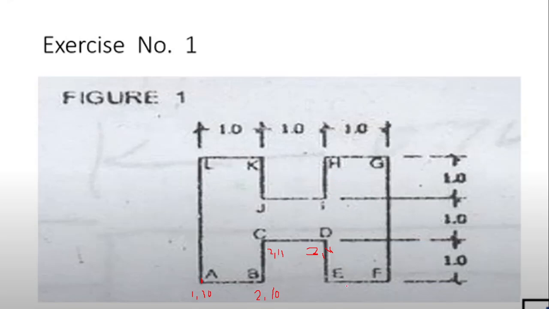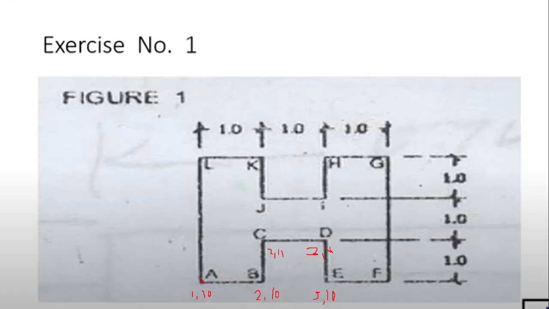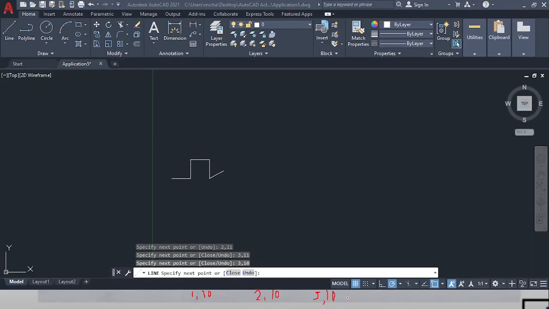The next one, we have here letter E. Based on the figure, we have here a height of 1. So let's subtract the y-axis, 11 minus 1. So we have here 3, comma 10. Let's declare 3, comma 10. And voila, we have here a line, the same from the point A, B, C, D, and E.